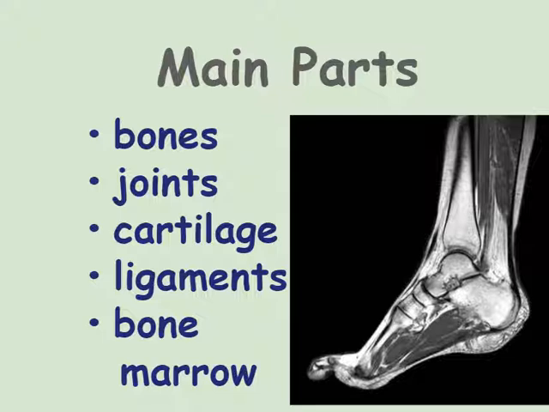All right. So your main parts of the skeletal system are bones, right, obviously. Joints, where bones come together and help you move. Cartilage, which is strong material that's way more flexible than bones. You find it in a lot of different places in the body. Ligaments, which attach bone to bone. You hear about ligaments all the time when athletes tear them, like the ACL or the MCL. The L stands for ligament.